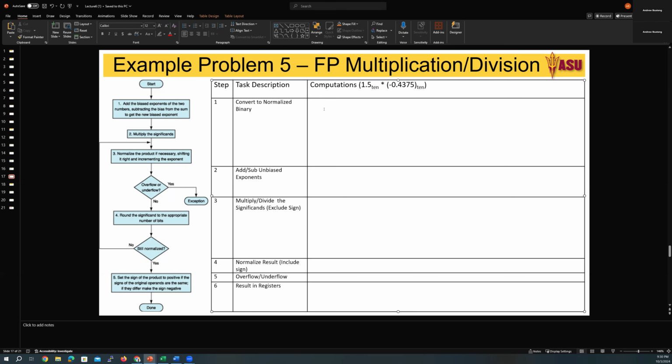So the multiplication we are doing is 1.5 to the base 10 times negative 0.4375 to the base 10. Right from the beginning, I know it's going to be a negative answer, but let's see how it's going to go. So you start by converting these numbers to the normalized form.